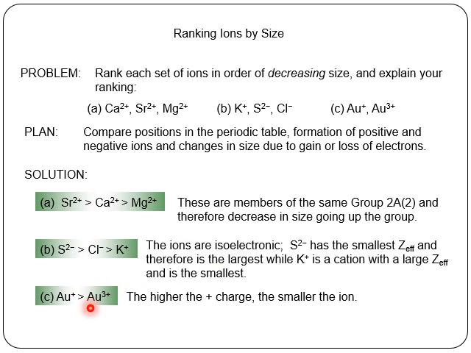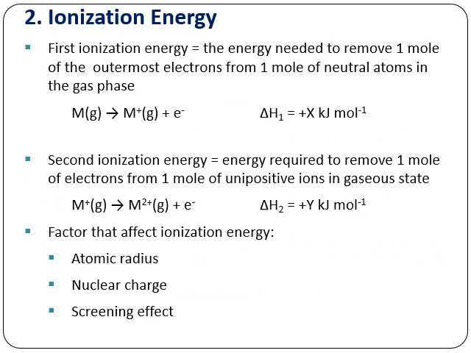Next we go with ionization energy. Ionization energy is the energy needed to remove 1 mole of the outermost electron from 1 mole of neutral atoms in the gas phase. For example, M to M+, you lose one electron. Or M+ to M2+, you lose another electron. This is called the second ionization energy, and the first is M to M+. In the first you remove one electron; in the second you remove another.